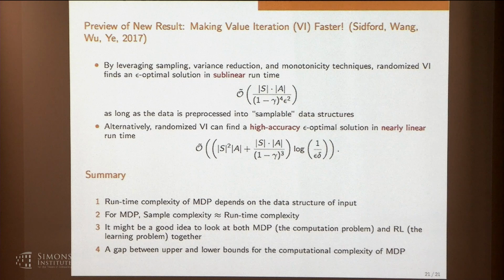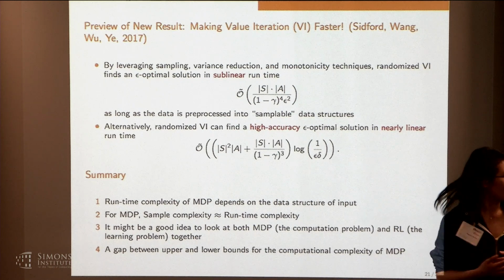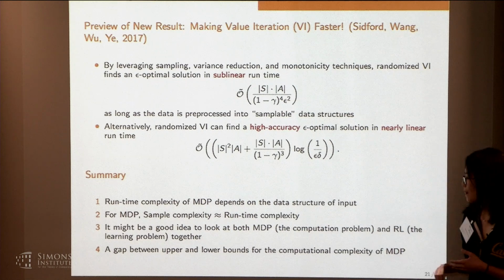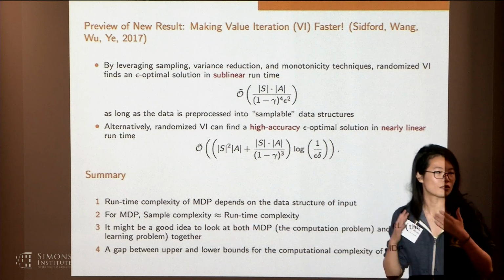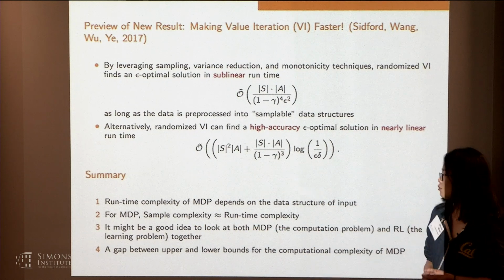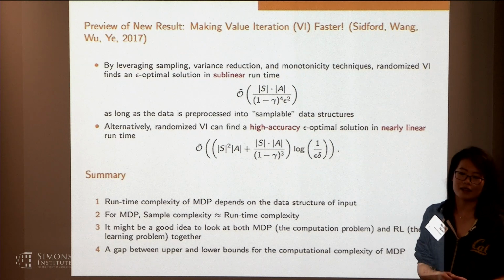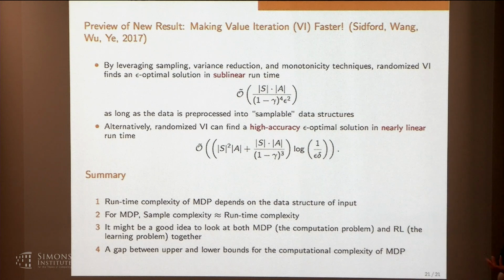So a short summary is, it is really curious that the runtime complexity of MDP actually depends on the data structures. And as you can see, once we can sample, then we can do a lot of those learning tricks. So I shouldn't say approximately equal, but I think sample complexity is definitely strongly related to runtime complexity for MDP. And that also means that reinforcement learning and the Markov decision process are similar problems. We want to look at them together.